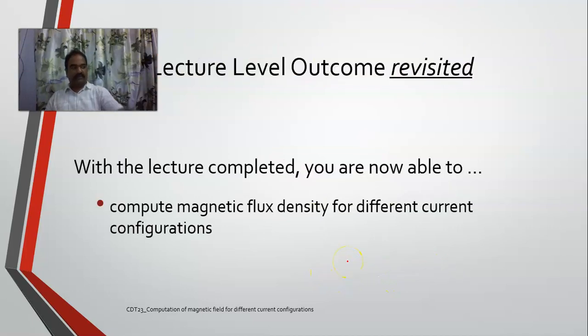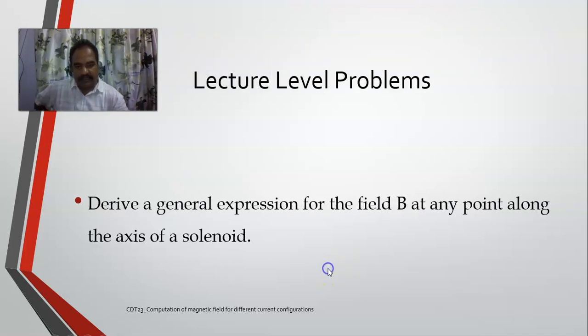I hope that now you have been able to compute magnetic flux density for different current configurations, and this is your homework problem. Try to determine the expression of B at any point along the axis of a solenoid. Okay, thank you.